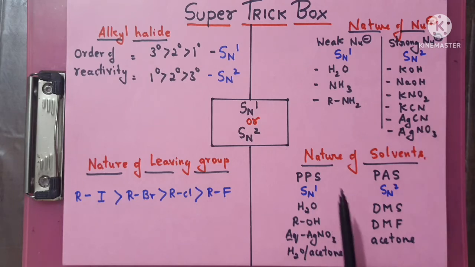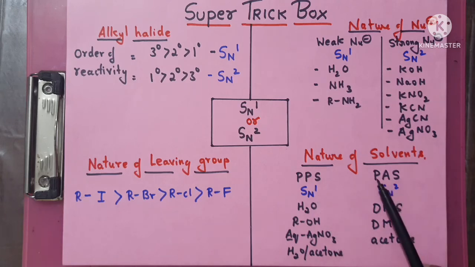Then we have the last, the most important one, that is the nature of solvents. In nature of solvents, there are two types of solvents that you need to know, that is polar protic solvents and polar aprotic solvents. The polar protic solvents always prefer SN1 mechanism, they support SN1 mechanism. Examples of polar protic solvents are water, alcohols, aqueous AgNO3, acetone with water. Children, this is very important. When you see water as well as acetone, it is sure that it is going to be a polar protic solvent and it is going to go for SN1 mechanism.